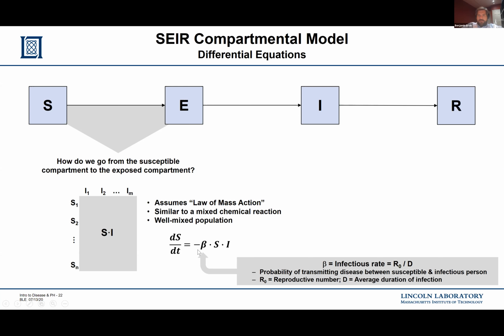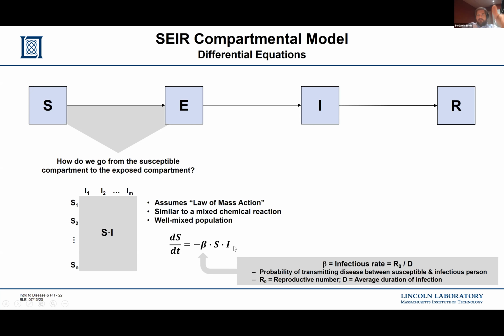And the probability essentially of those becoming actual infections is this beta term. And the beta term is called the infectious rate. And it's the R naught number, that's that reproduction number again, divided by the average duration of the infection, D. And so this is why that R naught number is so critical to moving from these different zones. So S to E is with this differential equation, dS/dt equals negative beta times S times I.